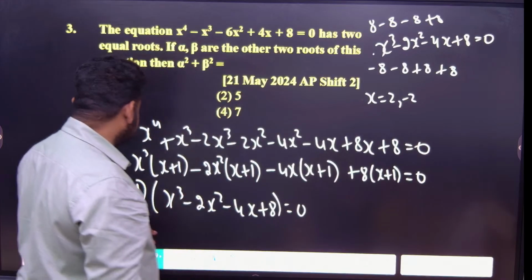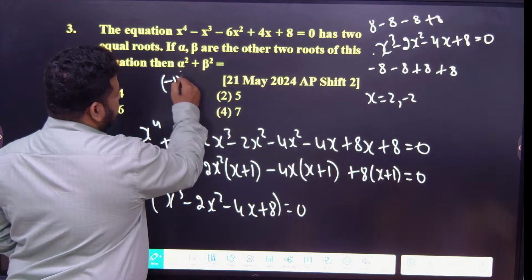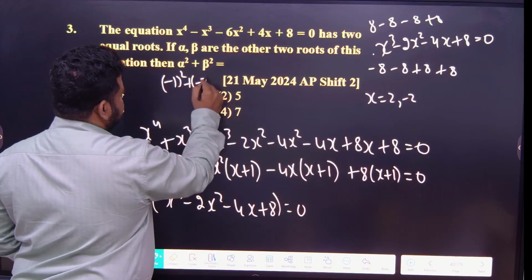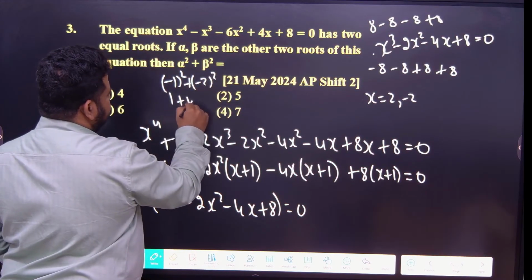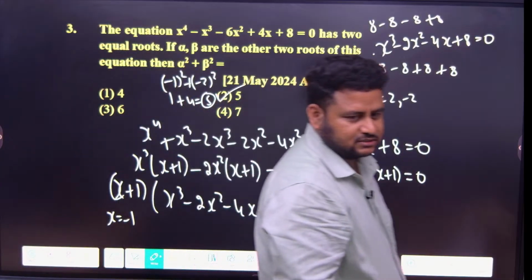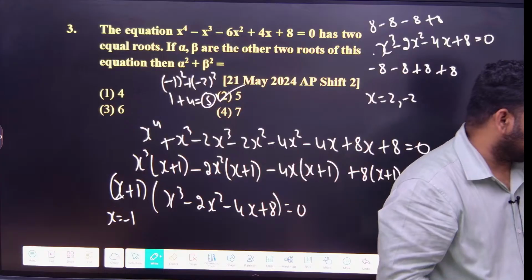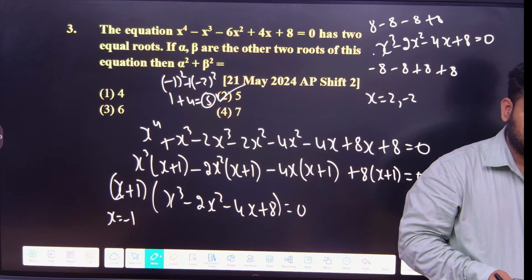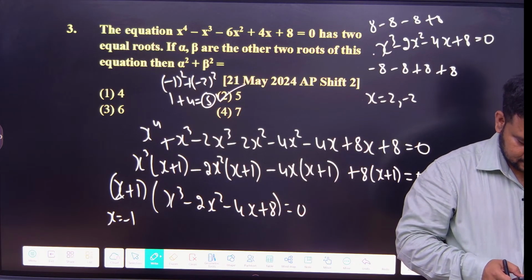Alpha we will take as minus 1 square, and beta we will take as minus 2 square, we will get 1 plus 4, we will get 5. Second option, 5 is the answer. So 5 is the answer to this question, clear? Whether you take plus 2 or minus 2, it does not matter.